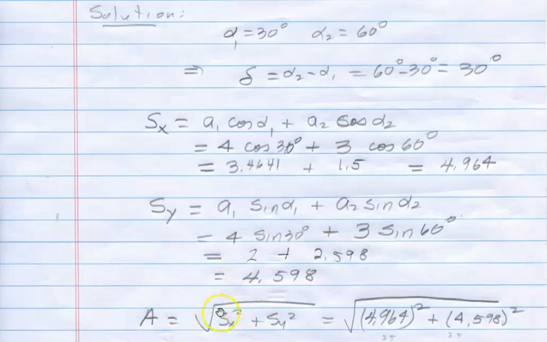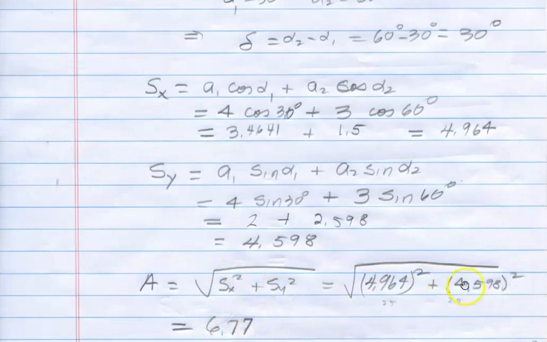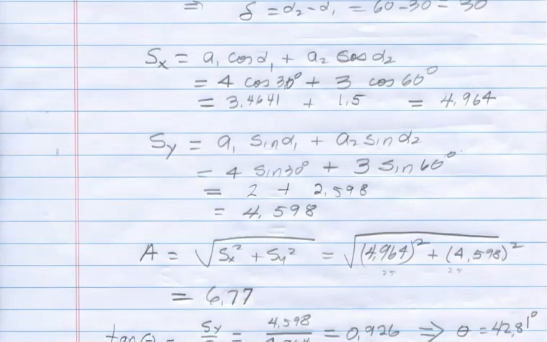So the amplitude is the square root of the sum of all these. If there was more, I could have added another wave or 2 or 3 or 4 and added all of their components. But the total x component of the resultant is Sx squared plus Sy squared. And here I've got 4.964 and 4.598. And when I computed that, I got 6.77. So the resultant amplitude is 6.77.